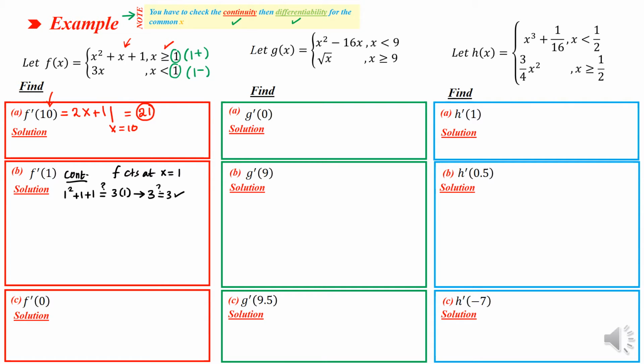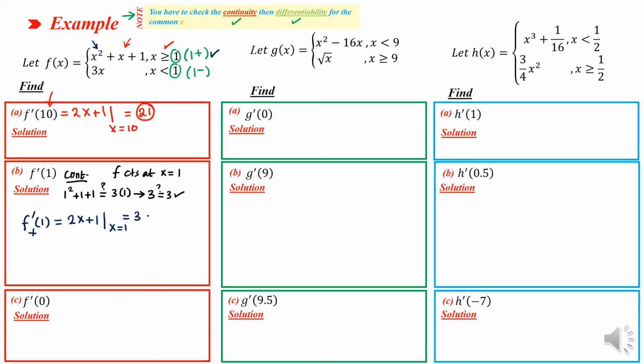So you have to complete and check the differentiability around x equals 1. Since we have 1 common between two intervals, you have to find f prime of 1 from the right. From the right, it means from here, so you have to use this function, find the derivative and substitute x equals 1, and you will get 2x plus 1 when x equals 1. So 2 times 1 is 2 plus 1 equals 3. So this is the derivative at x equals 1 from the right.